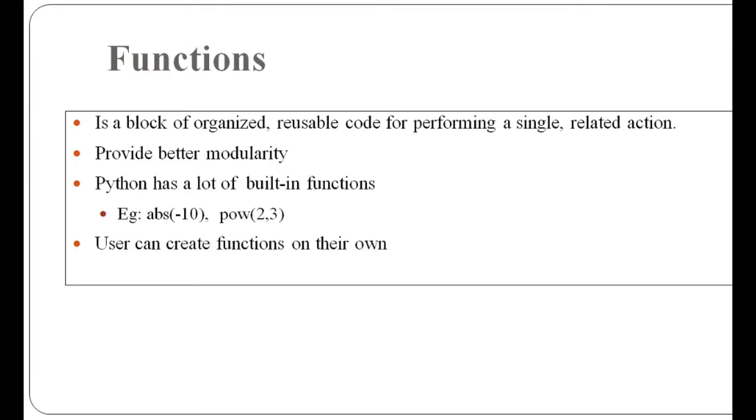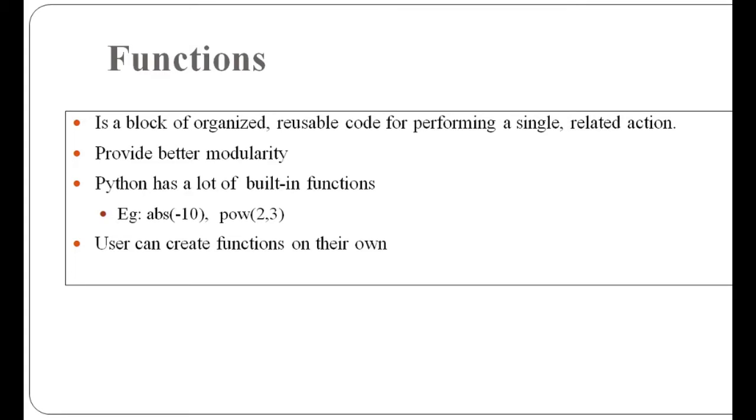Functions. When our program or application grows larger and larger and contains repeated code, we can break the program into smaller chunks known as functions that can be reused. This makes the program more organized, manageable, and avoids repetition. Functions provide better modularity for the application and a high degree of code reuse. To define, a function is a block of organized, reusable code for performing a single related action. It provides better modularity.